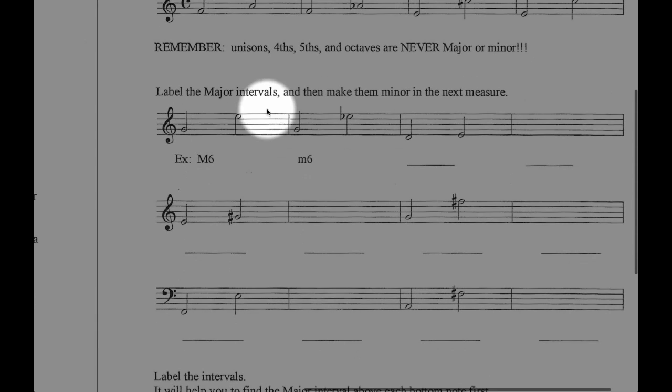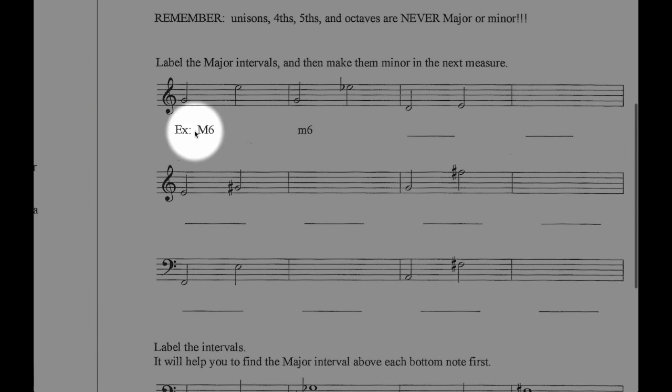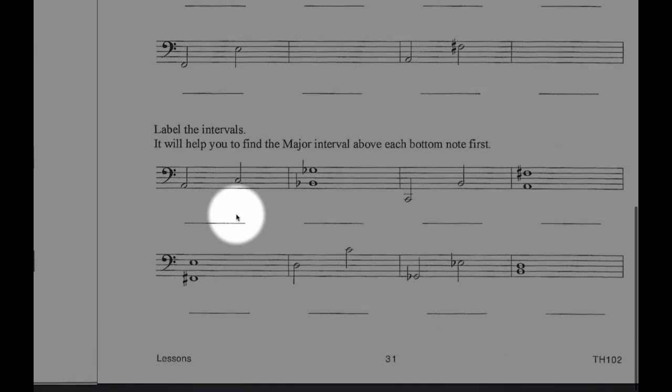So label the major intervals and then make them minor. Example, major 6. 1, 2, 3, 4, 5, 6. Minor 6. Just put a flat or lower the second note by a half step. 1, 2, 3, 4, 5, 6. So we still have 6. And then it's flatted. Here's a major second, 1, 2. To make a minor second, you draw a D, then draw an E, and put a flat in front of the E to make it lowered by a half step. Please do the rest on your own.